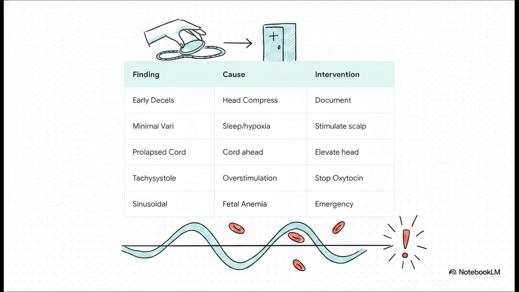Continuing our rapid-fire review, if you discover a prolapsed cord, your absolute first priority is elevating the presenting part away from that cord. If you see tachysystole from overstimulation, you shut off the oxytocin immediately. And you must be able to recognize the sinusoidal pattern on the monitor. It's this incredibly smooth wave-like line that indicates severe fetal anemia, and it requires absolute emergency intervention.